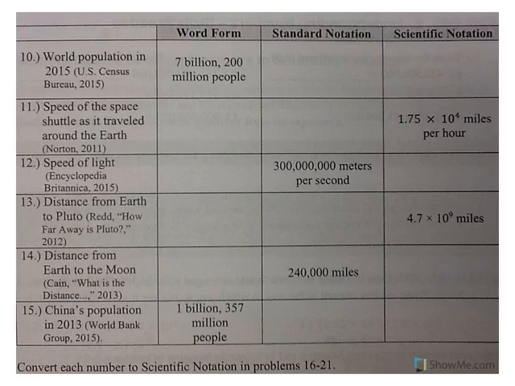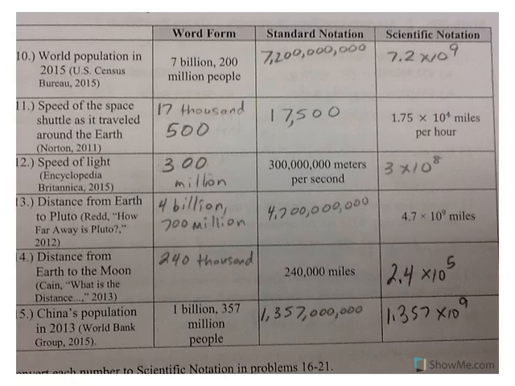Okay, so now we have a table here, and this table has 3 columns: word form, standard notation, scientific notation. I want you to hit pause and go ahead and fill those out, and when you're done, the next screen has my answers in it so that you can check to make sure your answers match. So here you see my answers. If any of these don't make sense, feel free to shoot me an email or let me know what doesn't make sense, and I'll try to clear that up for you.